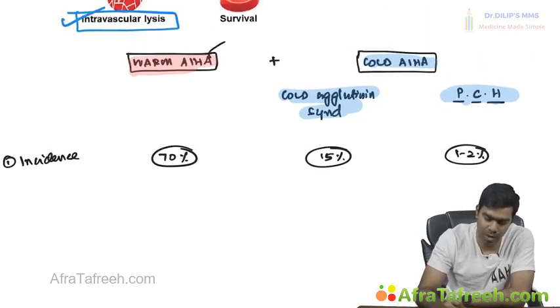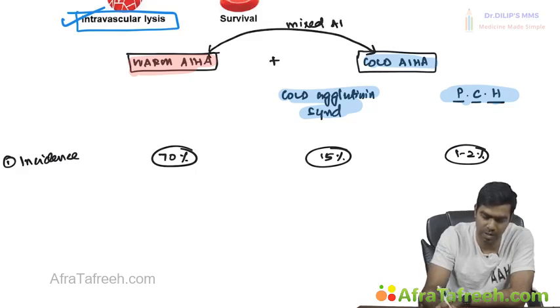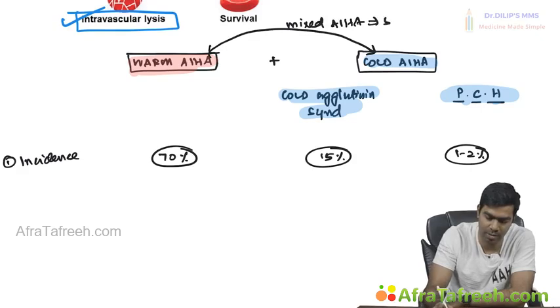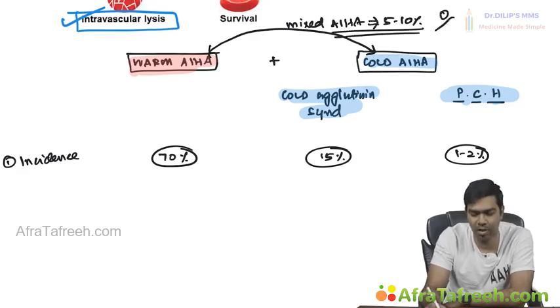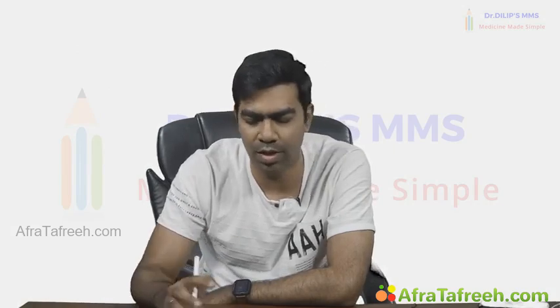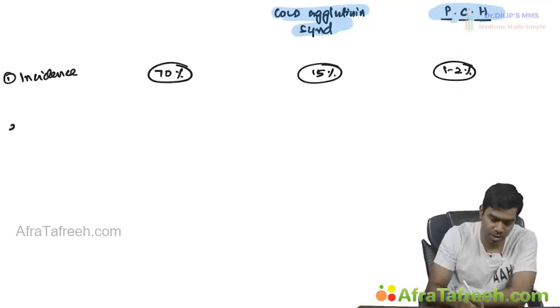Warm and cold may coexist together. This is called mixed autoimmune hemolytic anemia. That's quite rare, and again incidence is approximately 5 to 10% only. But in exam this is not at all important, not that much needed. But what is more important is these three things: warm hemolytic anemia and cold, which is further subdivided into cold agglutinin and paroxysmal cold hemoglobinuria.